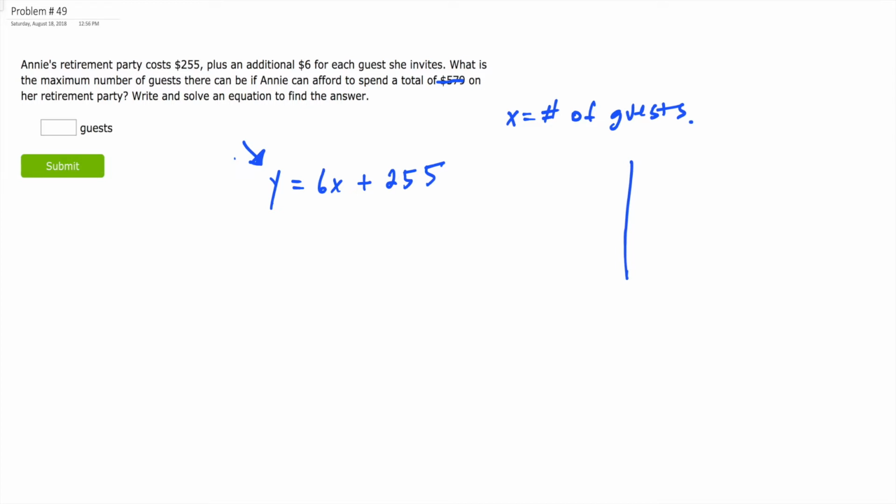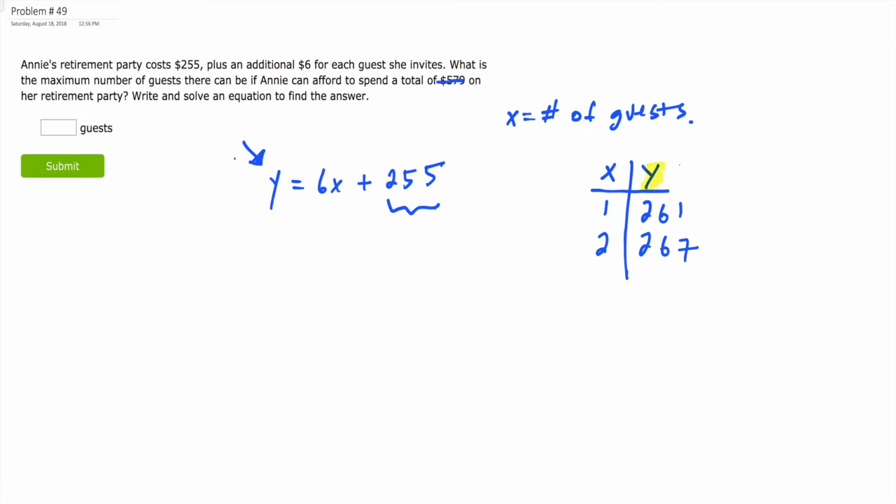So let's say poor Annie, she only has one real friend. So only one person showed up to her party. Right? So x is 1. How much is she going to have to pay? Let's say it's $255 to rent the space, the room. Yeah, so it's going to be $261. Well, let's say she has 2 people, right? How much would she pay? Yeah, 267. So what does y represent?